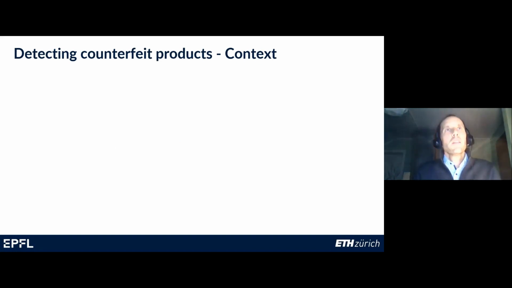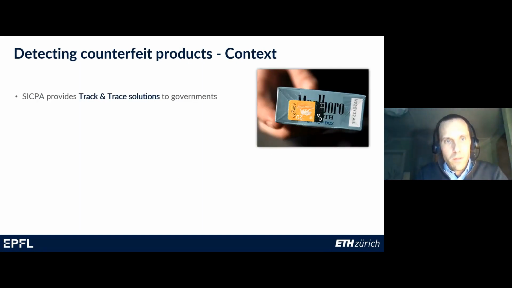So the third one is about detecting counterfeit products. And this is a project which was done at SICPA. SICPA is a Swiss company providing track and trace solutions for governments to detect fraud, but also mainly ink for banknotes. This is the best known one. So all the banknotes you have in your wallet, they do have some SICPA ink. At the time, SICPA was working with about 80% of the governments around the world to sell the ink for the banknotes.